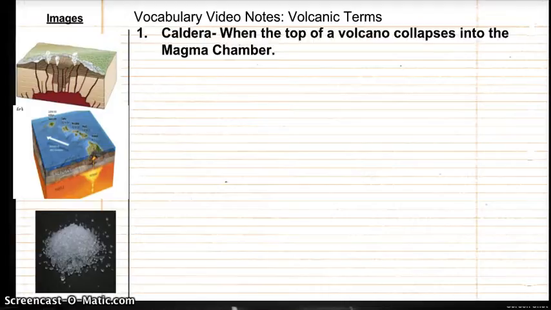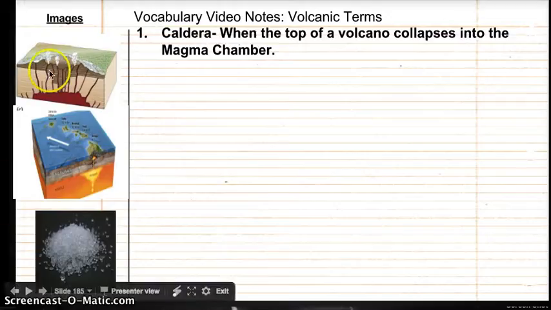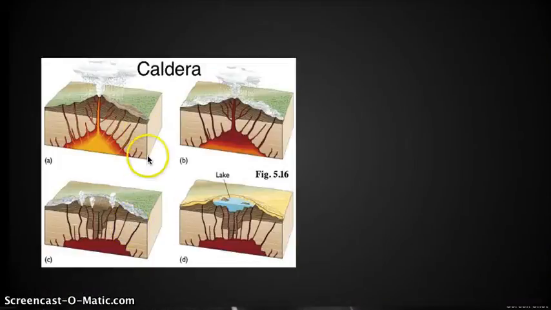For number one, caldera. A caldera is when the top of a volcano collapses into the magma chamber and it makes this depression or hole or opening here. Its formation works something like this.